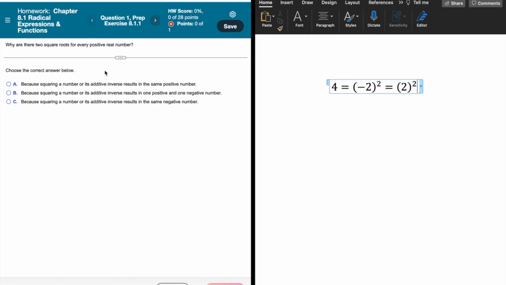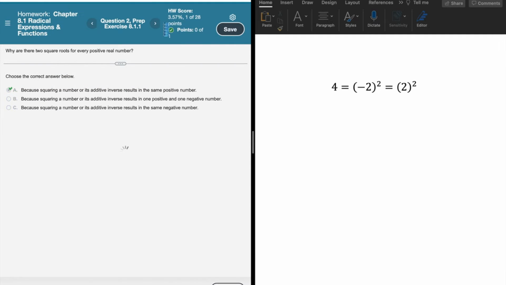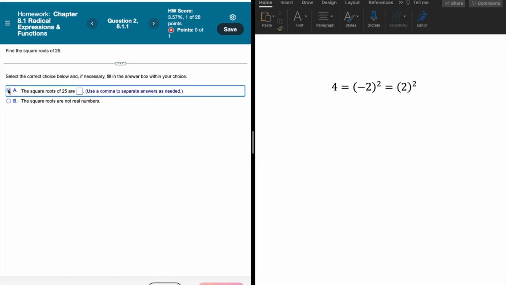So that's why there's two square root answers, because squaring a number or its additive inverse results in the same positive number. That's what they mean by additive inverse. Inverse means essentially opposite. So 2 and negative 2 are opposites because when you add them, you just get 0. Cool. All right, up next.